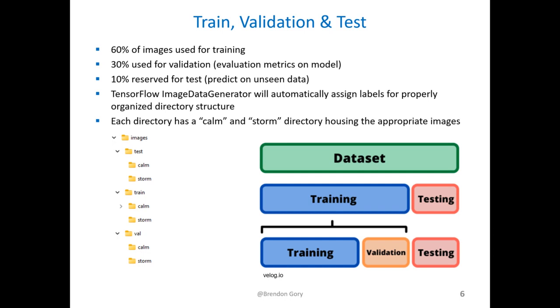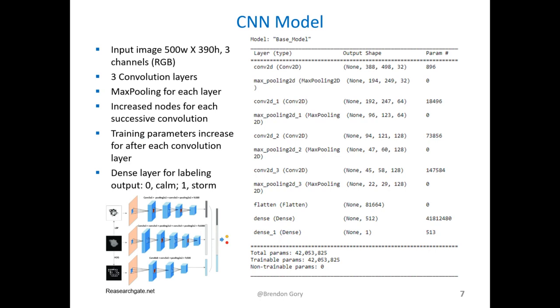Typical train validation test architecture: 60, 30, 10% for test, used for predicting on unseen data. The CNN model has 3 layers. We're using max pooling and the kernel size of 3 by 3 within the convolutional networks, and the dense layer creates a 0 or 1 output label.